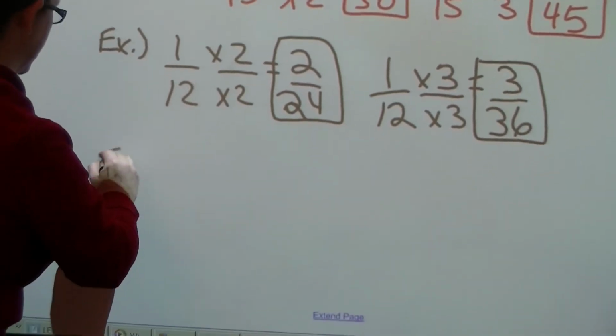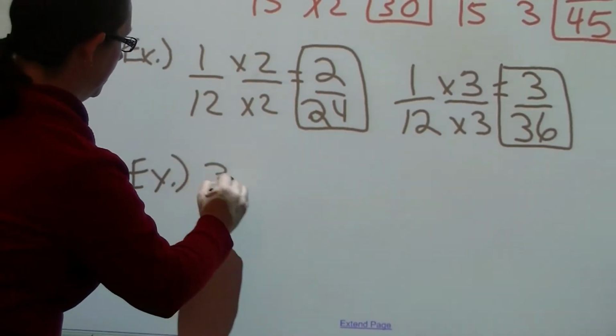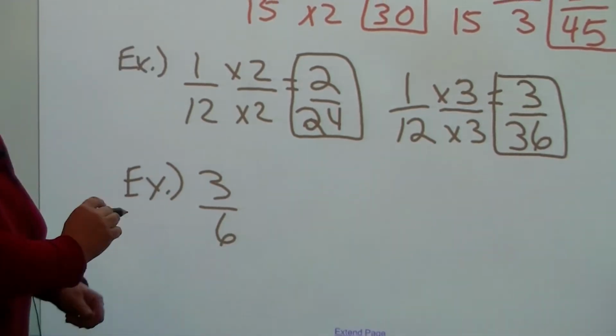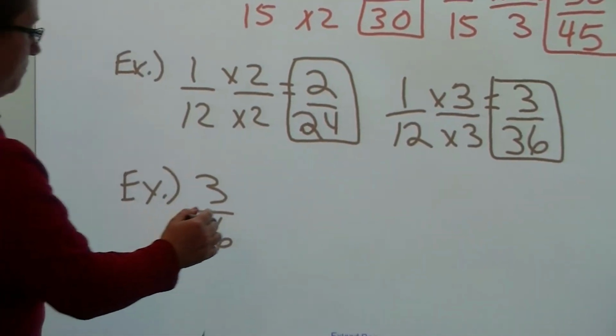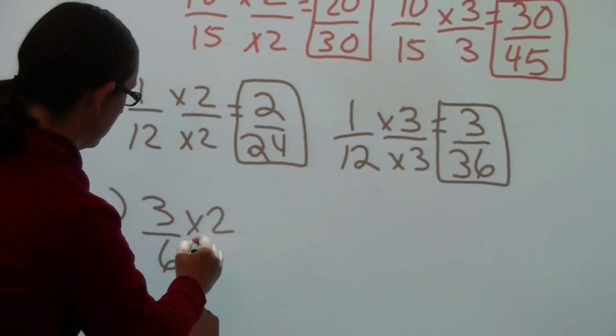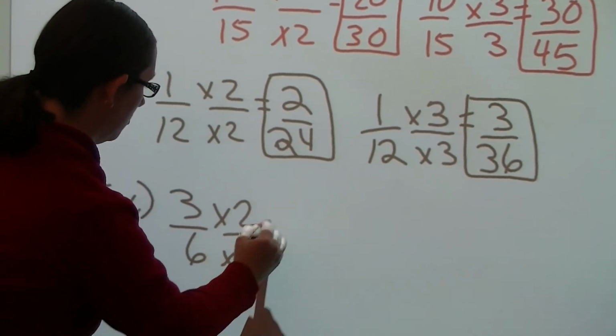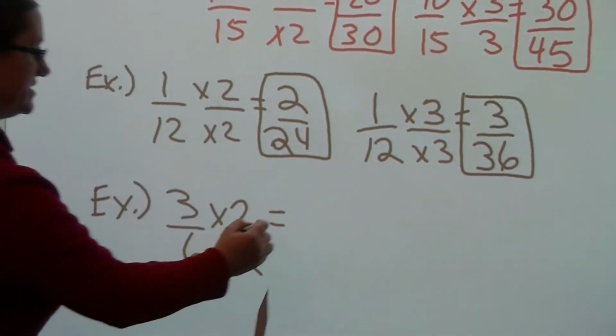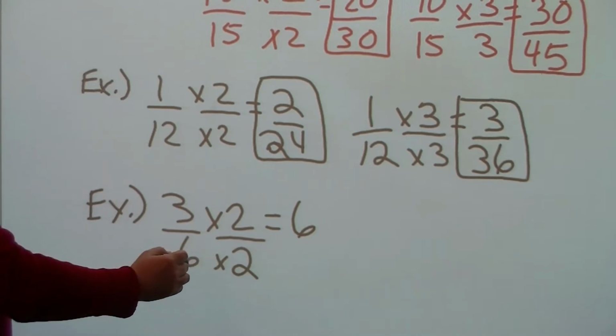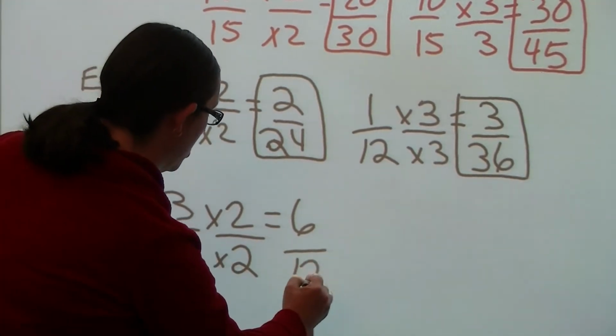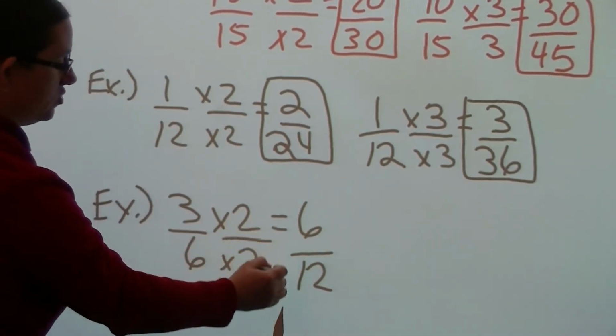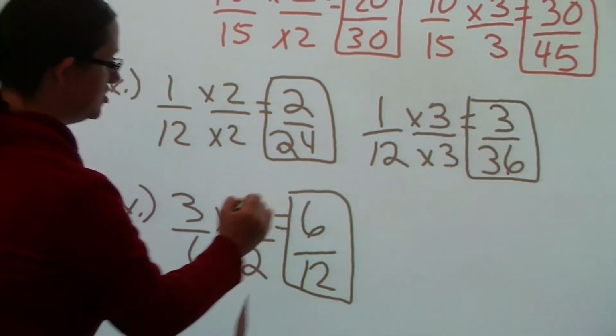Let's do 3/6. Again, to get equivalent, we can multiply both top and bottom by the same non-zero digit. We're going to start again with 2's. What's 3 times 2? 6. Good. What's 6 times 2? 12. Perfect. So 3/6 is equal to 6/12.